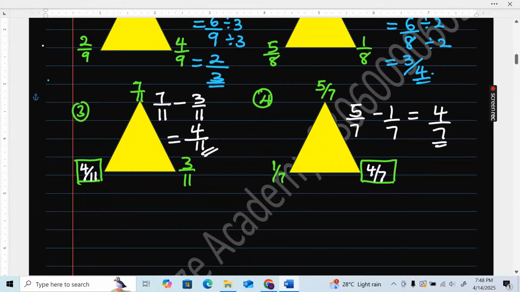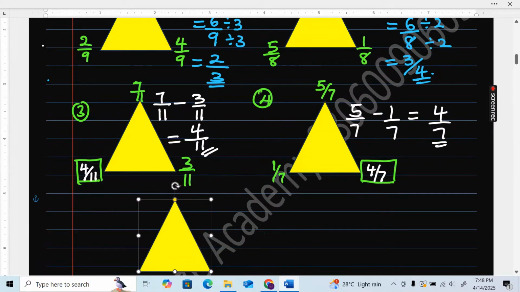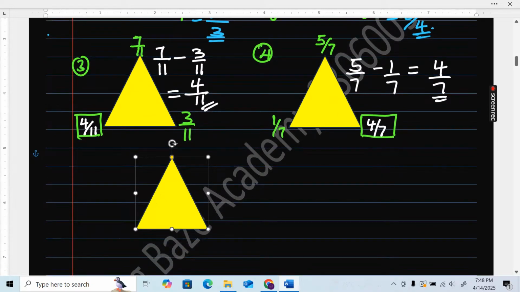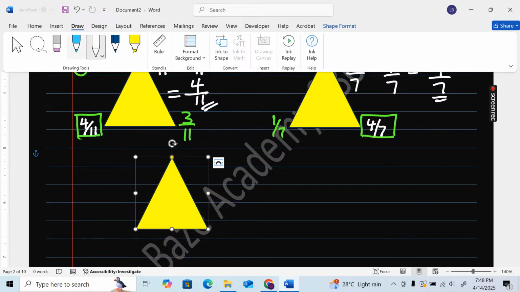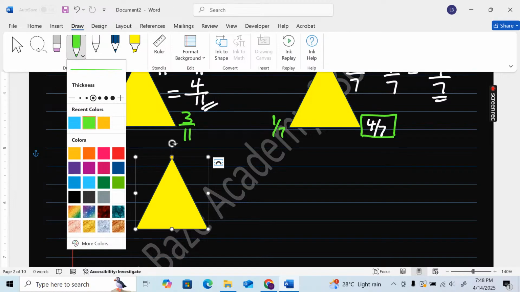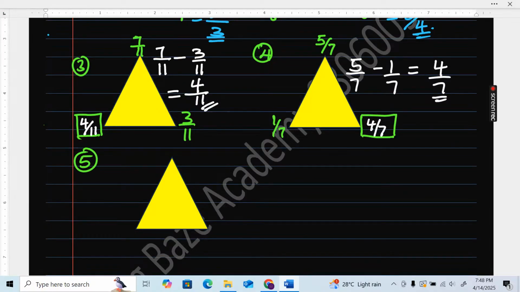So I want to bring in one more question. So that will make this number 5, the fifth one. So this will be number 5. Now right here, I have 2/7 on the left and 3/5 on the right. Then above, we don't know the fraction that will be there.